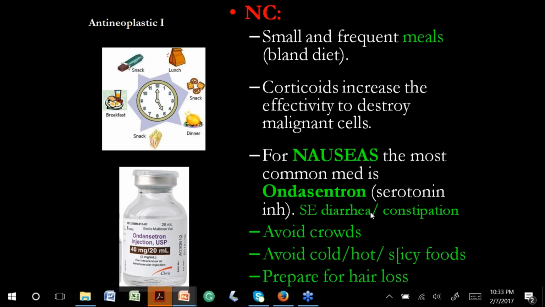So either way, it's not clear yet how that happens, but it can be either diarrhea or constipation. Most commonly it can happen with diarrhea. Avoid crowds. Why? Because you have depression of the bone marrow, BMS, bone marrow suppression. You have lower white cells. You need to avoid crowds, which can carry some virus or some communicable diseases, right? Avoid cold, hot, spicy foods, and prepare for hair loss, all right?